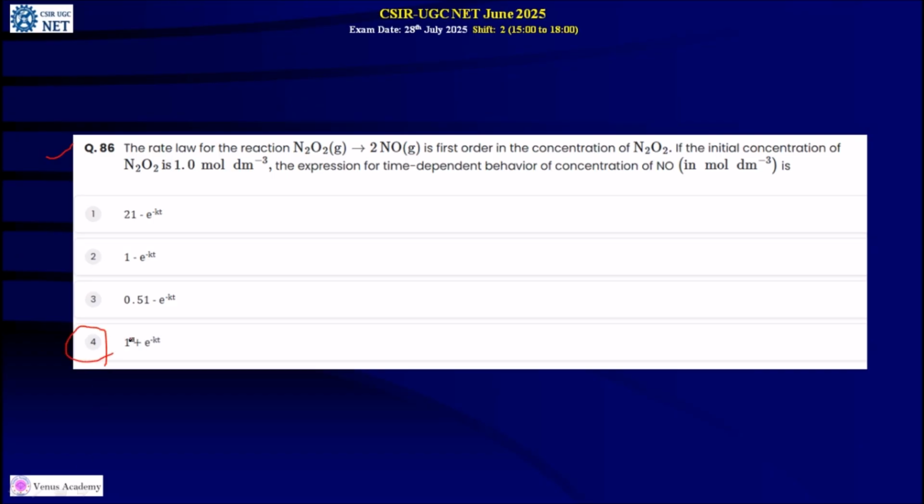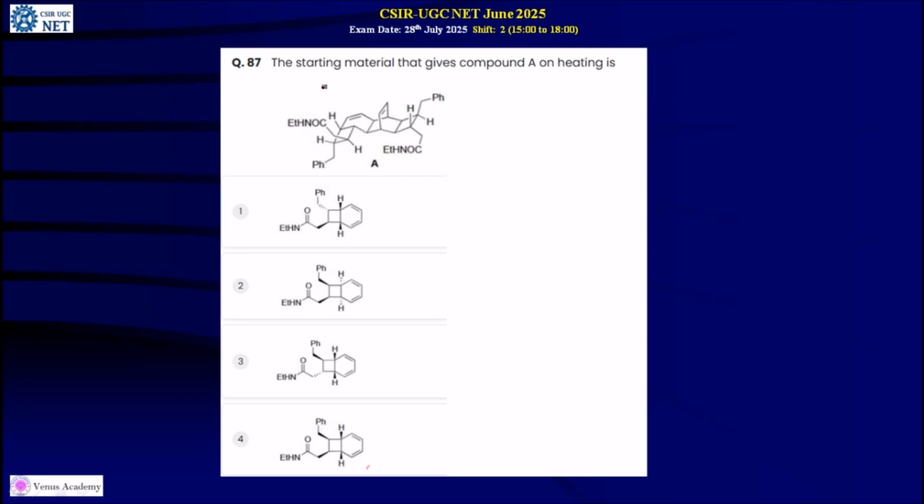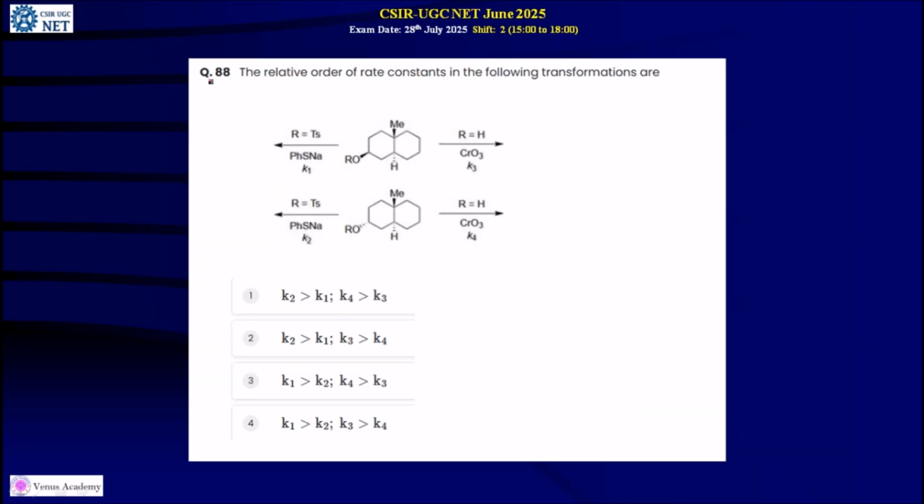Next, question number 87. The starting material that gives compound A on heating is. So option number 1 is the correct option, students. Next, question number 88. The relative order of rate constants in the following transformations is. So in the presence of sodium thiophenoxide, it is going to give, question number 88. Option number 1 is the correct option, students.